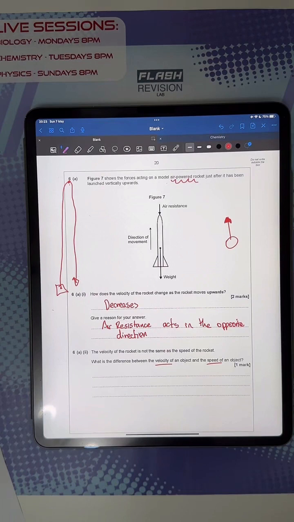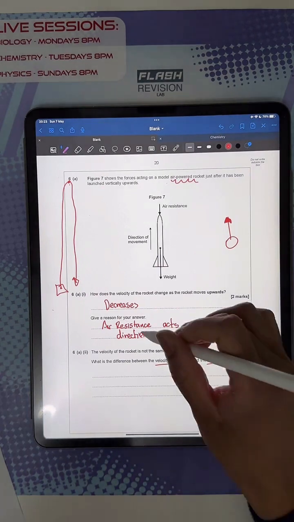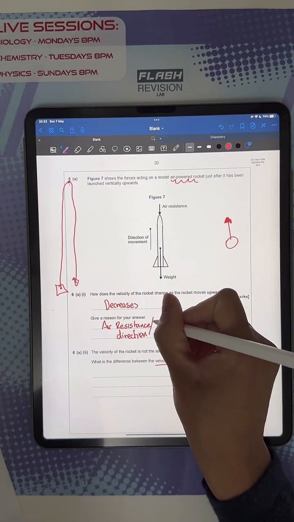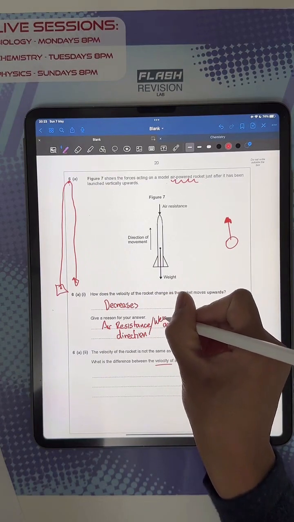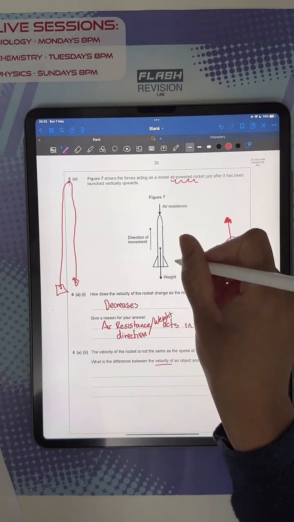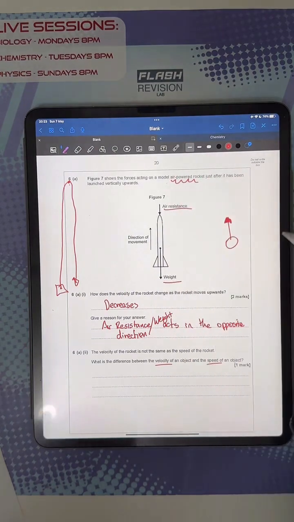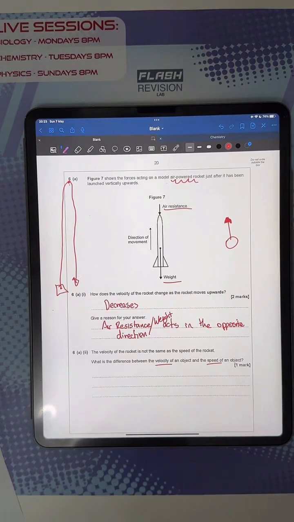Weight, yeah, you can talk about weight as well. So air resistance acts in this opposite direction. You can also mention weight because that's also acting downwards. And in fact, they actually tell you weight is going downwards, air resistance going downwards. So you can talk about both or either one.